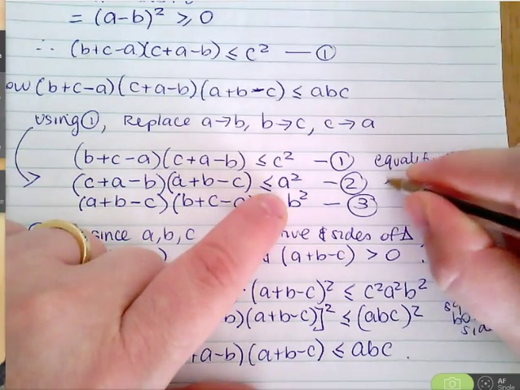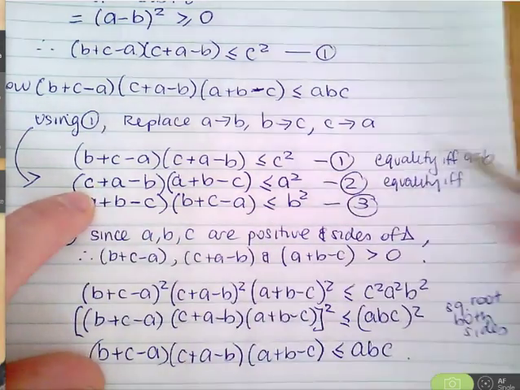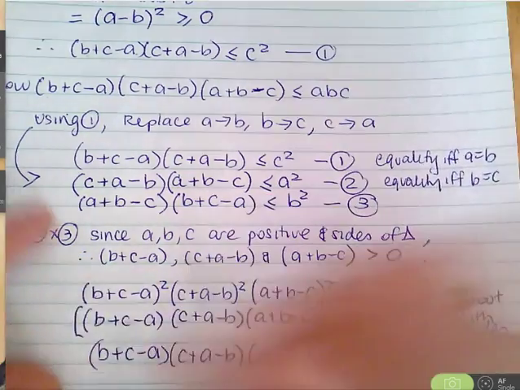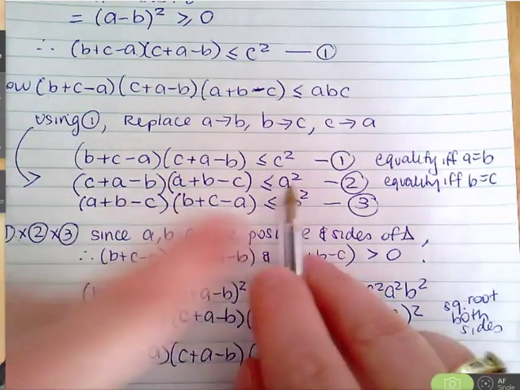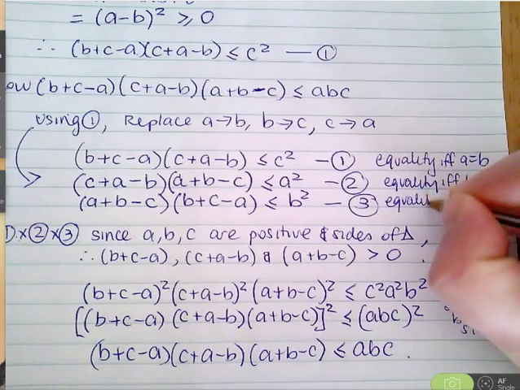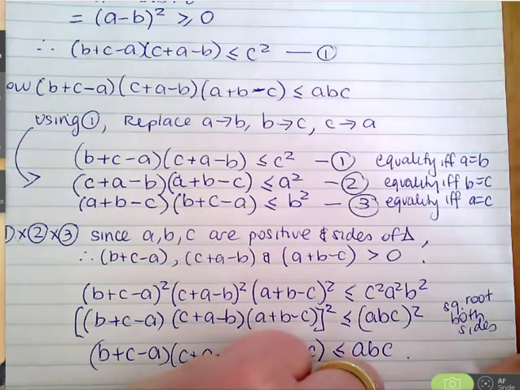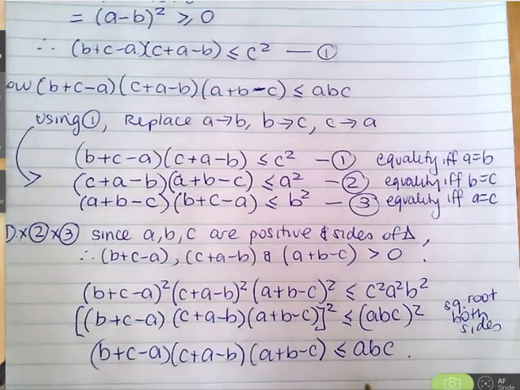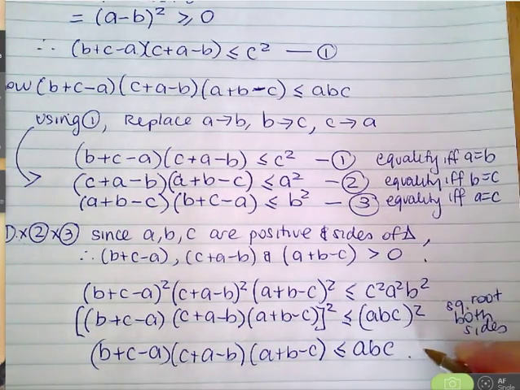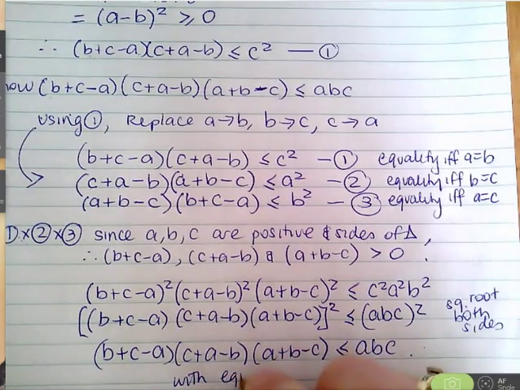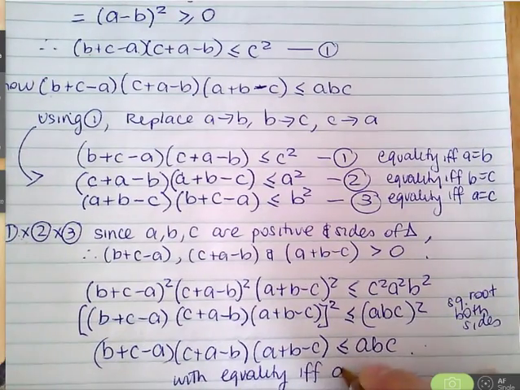Again here, we would have equality if and only if B equals C, because C minus B would be 0, B minus C would be 0, A times A is A squared, and here also these are all symmetrical. Here you'd have equality if and only if A was equal to C. Okay, and in this one here, down the bottom, you will have equality, so with equality, if and only if A equals B equals C.